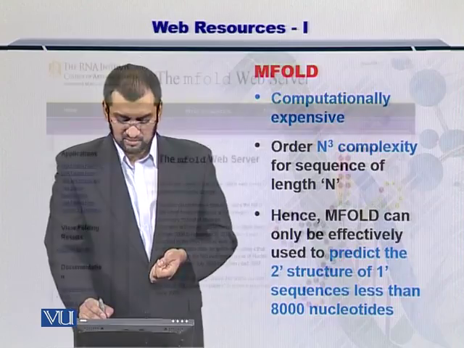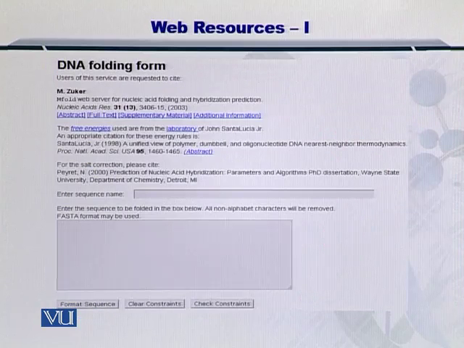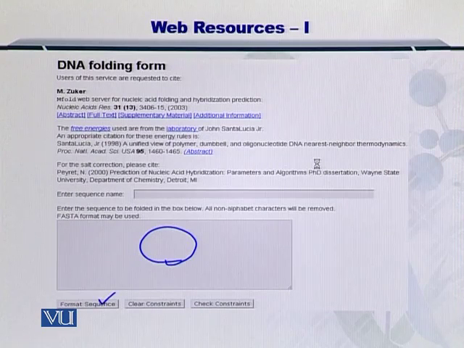Now we'll take a look at the M-fold portal online. So this is how it looks. You can just go to the M-fold web server. You can search it on Google and you can arrive at this web page. This web page helps you to input the primary sequence of the RNA in this area, and then you can compute the RNA secondary structure.